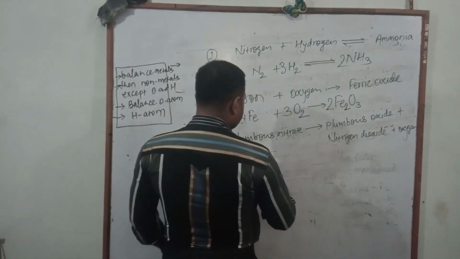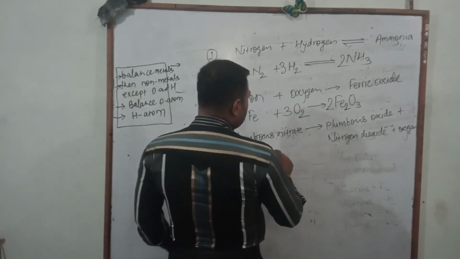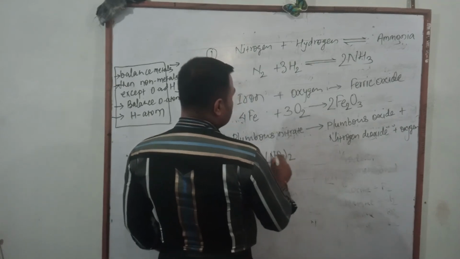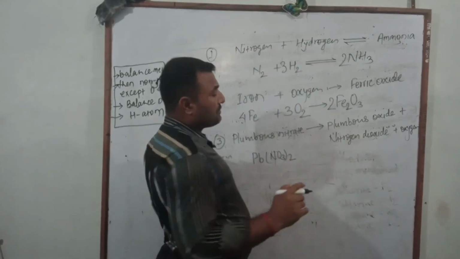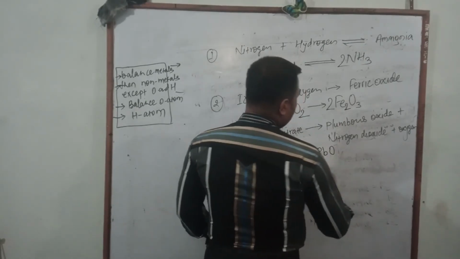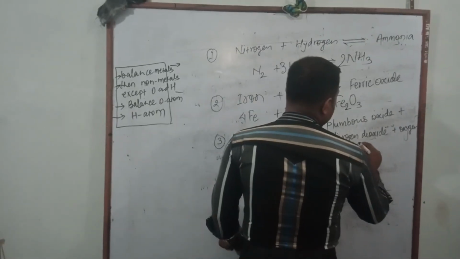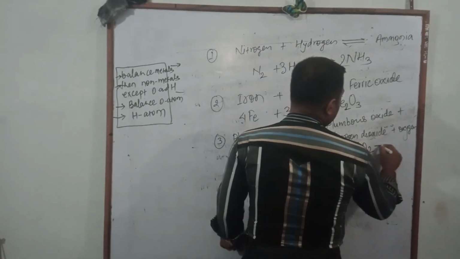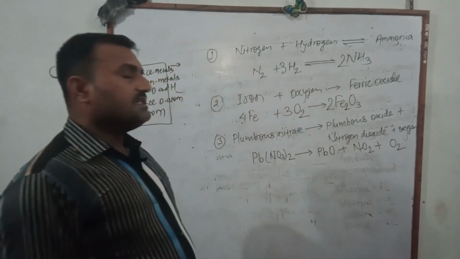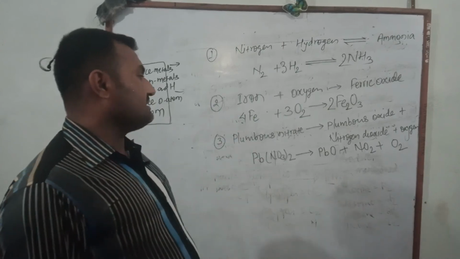Plumbous nitrate: plumbous is lead having 2 valency, nitrate NO3 having 1 valency, so by crisscross we get Pb(NO3)2. Plumbous oxide, PbO, both having 2 valency. Nitrogen dioxide is represented by NO2. Oxygen is represented by O2. Now it is a skeleton equation, and we should balance it.